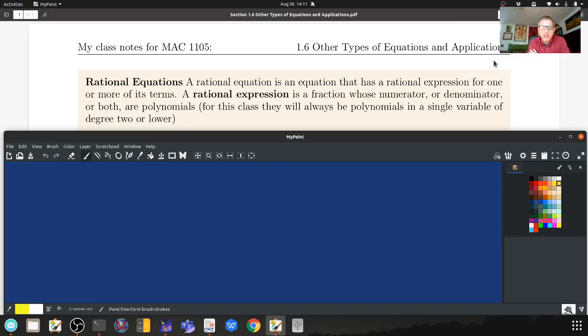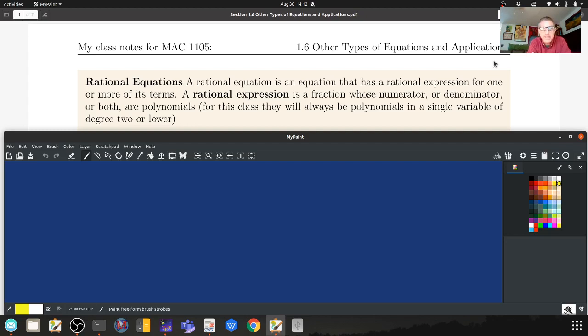Okay, let's start lecture 1.6. We're going to look at other types of equations and one application. We don't have too many problems to go over, but each problem requires several steps, and the algebra behind them might be new to some of you.